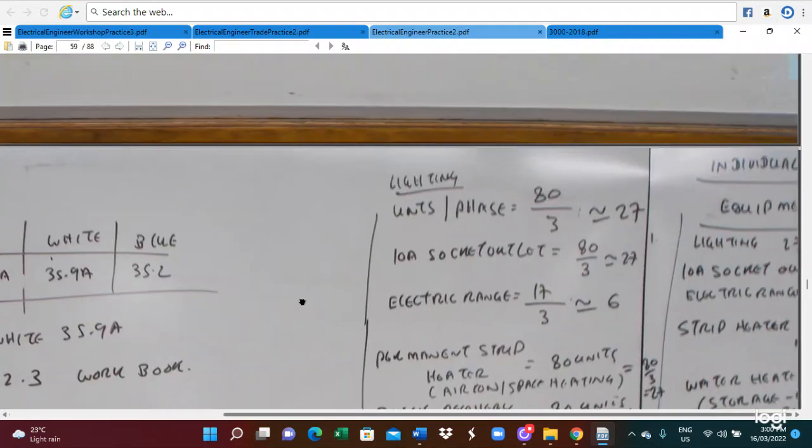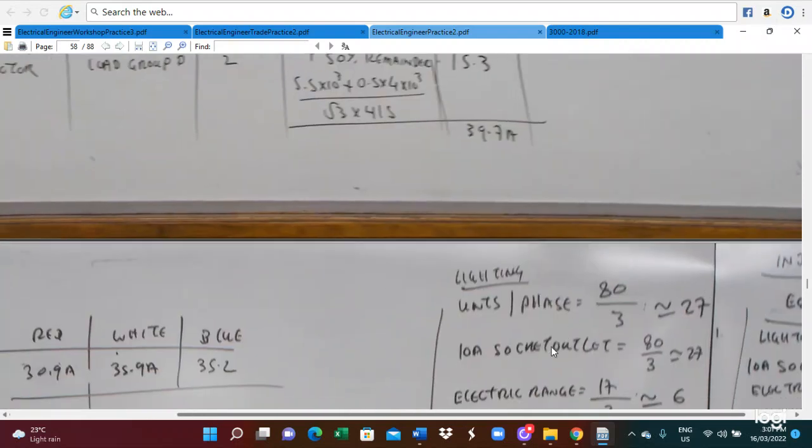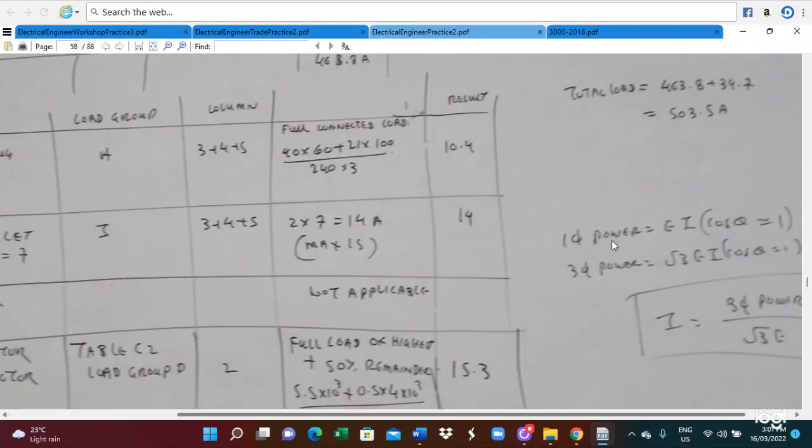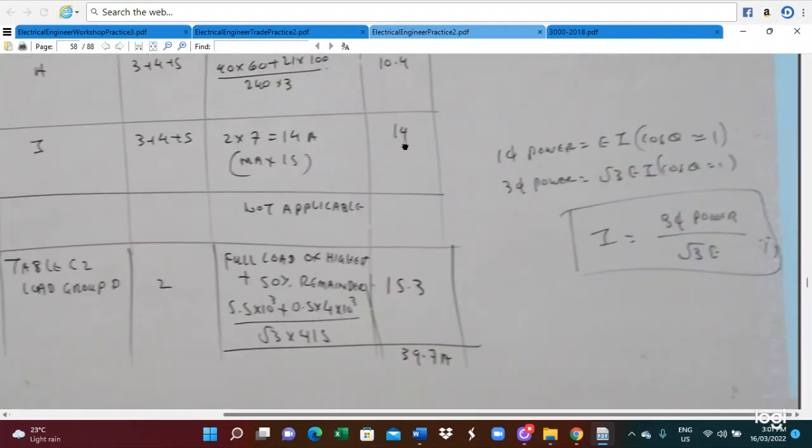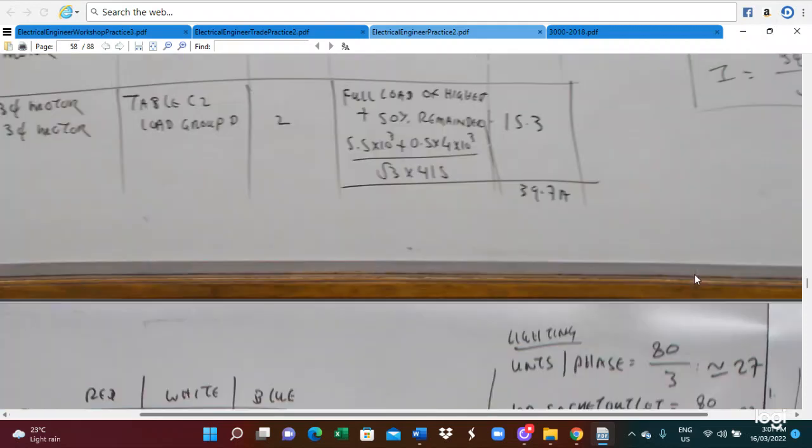After that we have the combined load calculation, so we add the total load. The total individual unit load of 463.8 plus the 39.7 combined load gives 503.5 ampere. So this is the way we calculate the maximum demand.